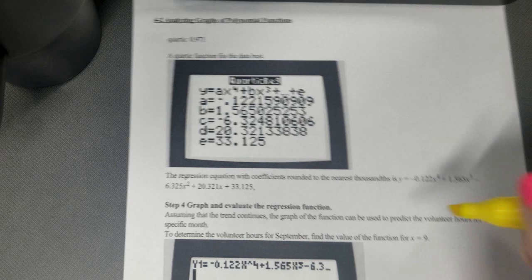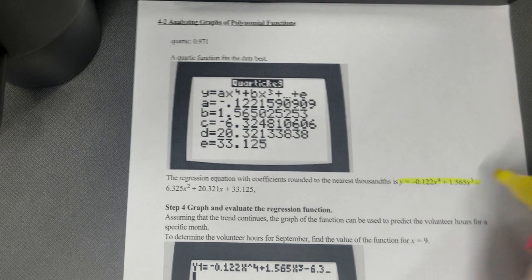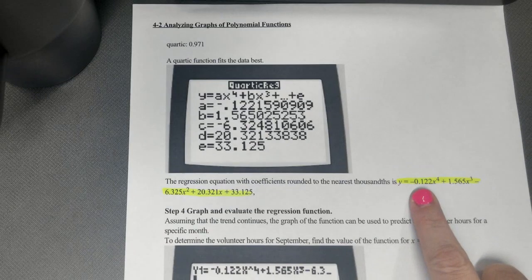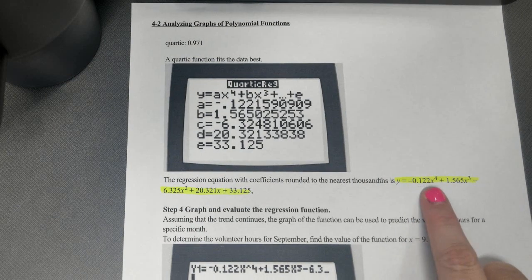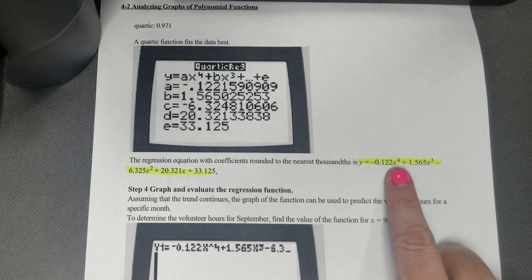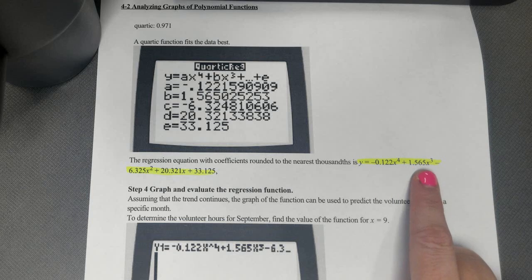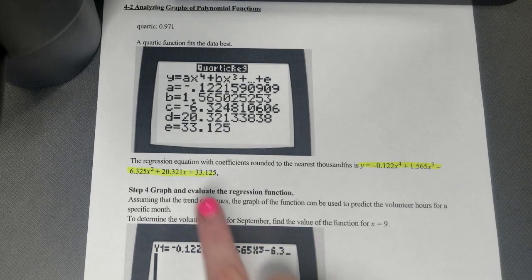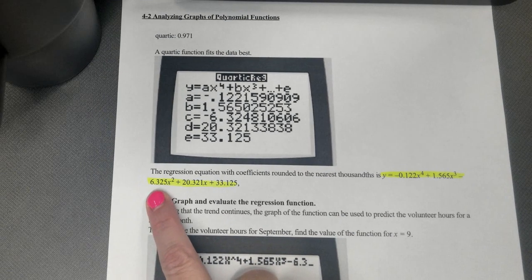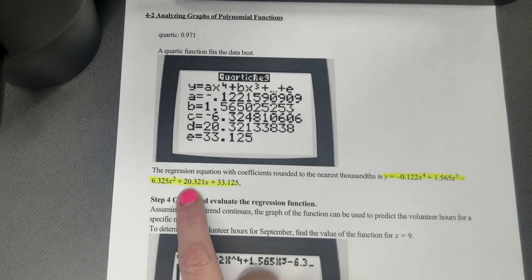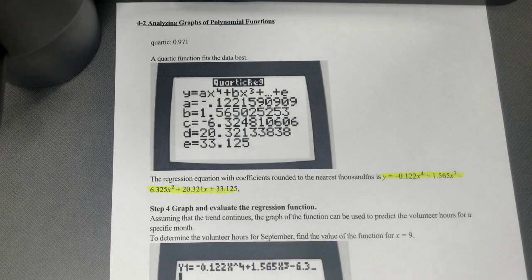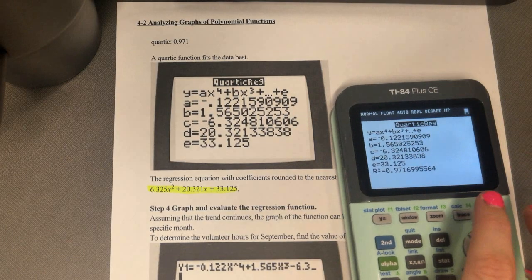y equals negative, so don't forget about the negatives. And you can have the 0, or you can just have 0.122 x to the 4th. It has to be x in here. This is the equation. And then 1.565 x cubed minus, so make sure you put the minus there. I don't like that those are on different lines. 6.325 x squared plus 20.321 x plus 33.125.